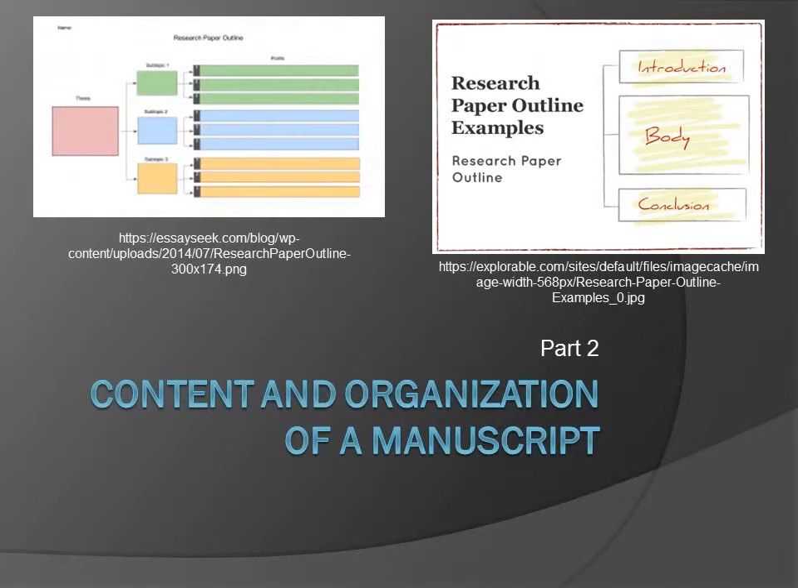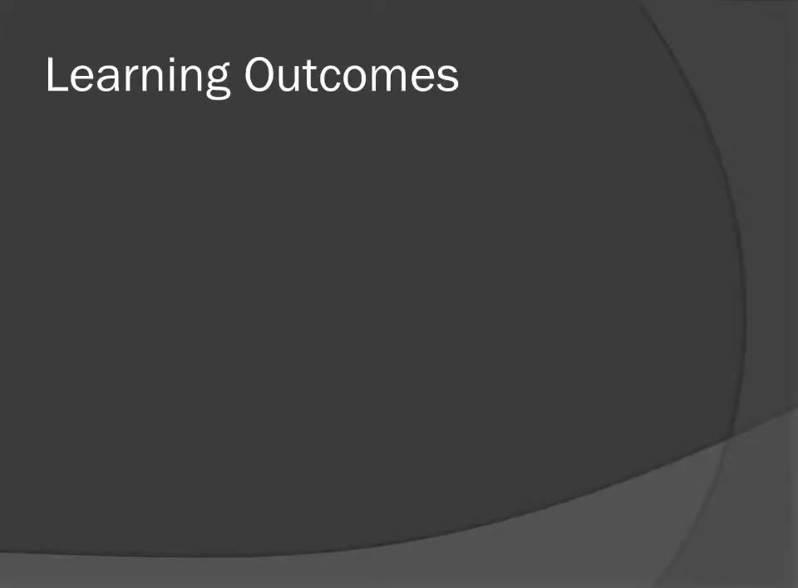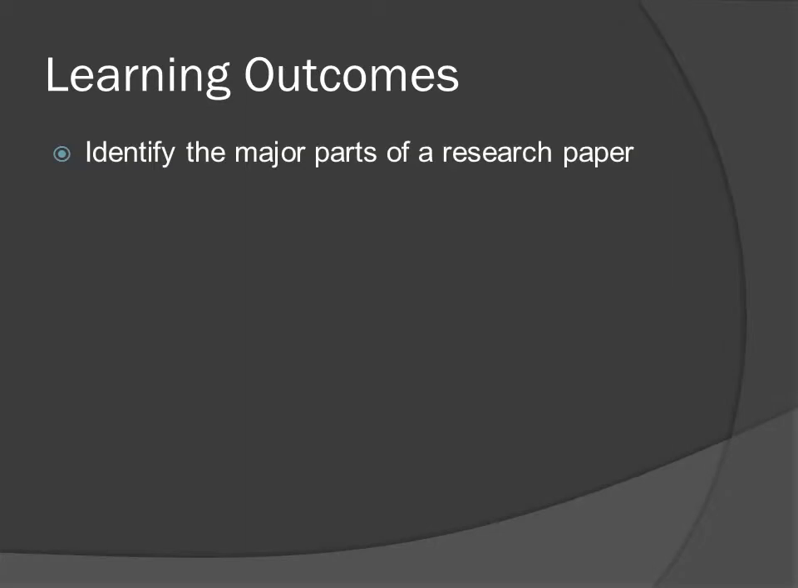Content and Organization of a Manuscript, Part 2. The learning outcomes associated with this section. We will again review the major parts of a research paper for APA format. We will use the APA format throughout for consistency.